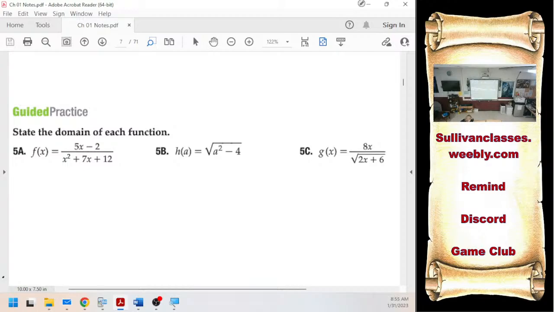Okay, what are you not allowed to do? Which of those 3 rules is this thing gonna break? Typically, we start by setting either a denominator or a radicand equal to 0 and use that as our starting point.